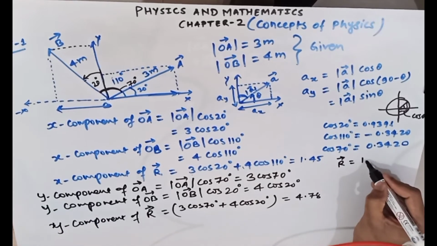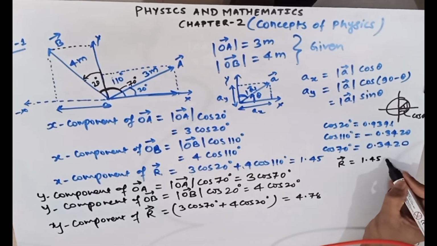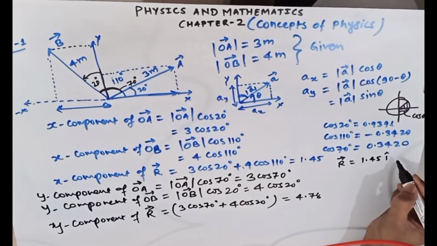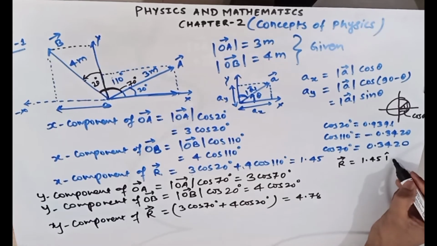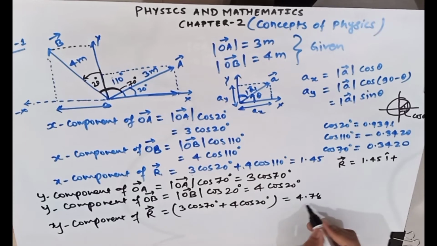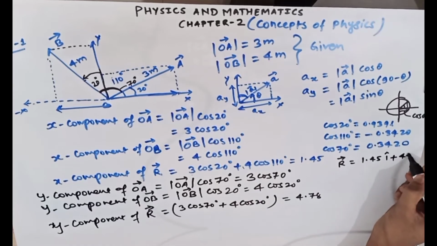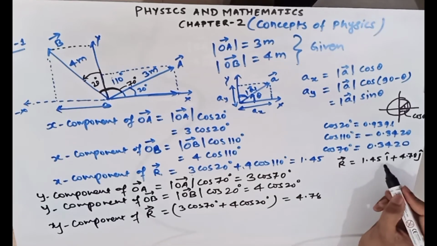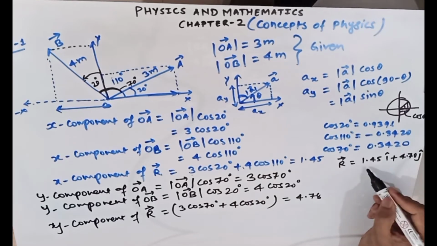So we can write our resultant vector's x component. The x component is 1.45. In which direction? The x direction. The x direction is represented as I cap, or vector I. Okay, and the y component is 4.78, and in the j direction. So these are my x and y components of the resultant vector.